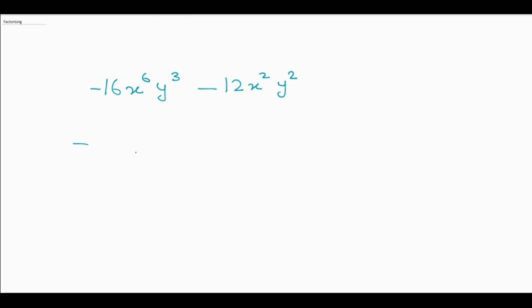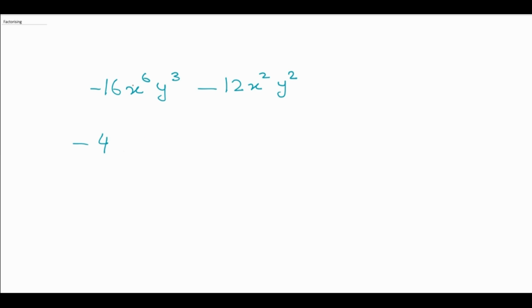Next, let's have a look at our numbers, 16 and 12. What is the highest common factor between 16 and 12? The highest common factor would be 4. Next, let's have a look at the letters, or the pronumerals. Now here, we can see that we have two different sets of pronumerals. We have x and we have y. So what we're going to do, we're going to focus on each one individually. Let's first start with x.